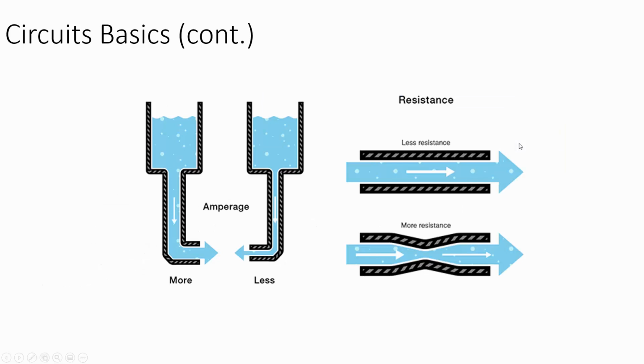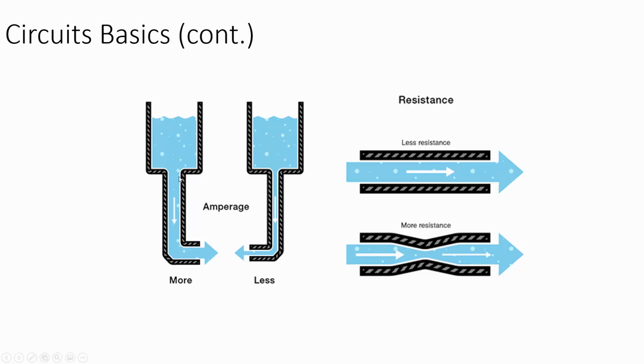A good way to think of this, if you don't know already, is to compare it to water. Let's say you have 2 tanks of water that have the same amount of water in them. That would mean the same amount of voltage because they have the same amount of potential energy. They're going from the same high energy state to a low energy state.